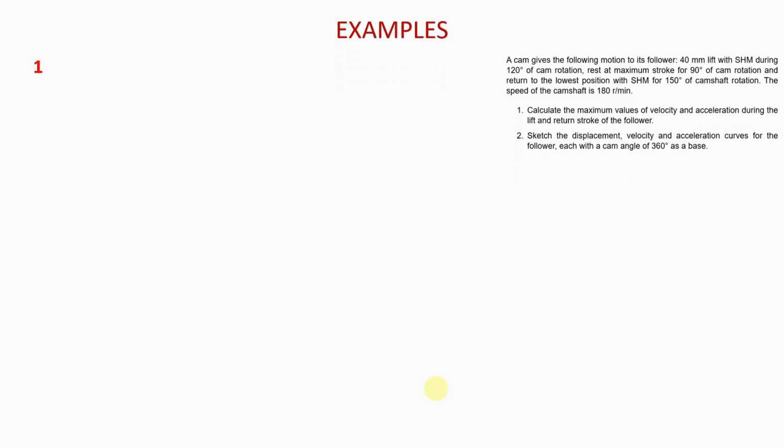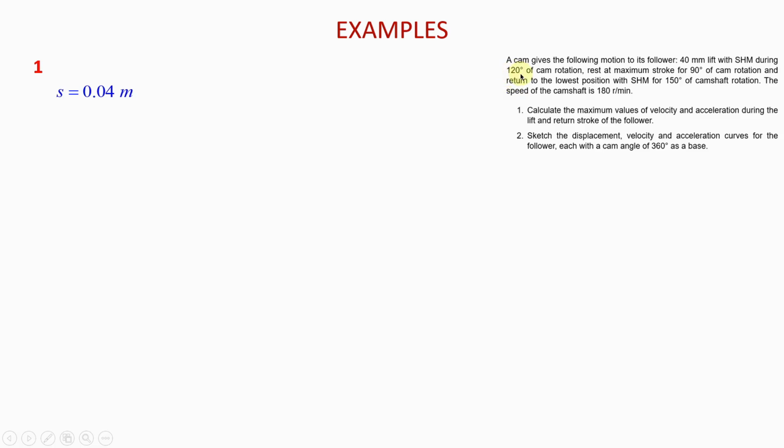So let's begin with question 1. Question 1, we have to calculate the maximum value of velocity and acceleration during the lift and return stroke of the follower. So we will have two maximum values for velocity and two maximum values for acceleration, one for the rise of the follower, and then the other for the fall of the follower. So first let us look at what is given to us. We are given the maximum lift distance, 40 millimeters, so that is S, as I explained earlier.